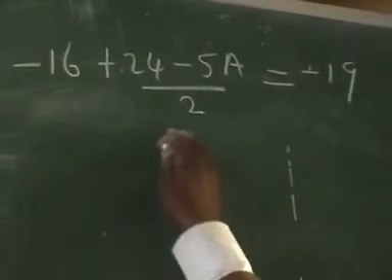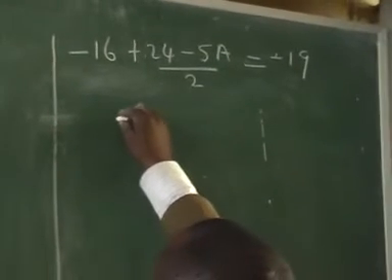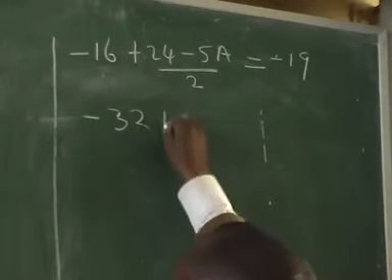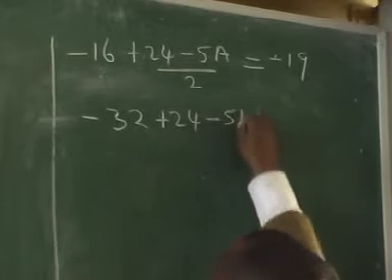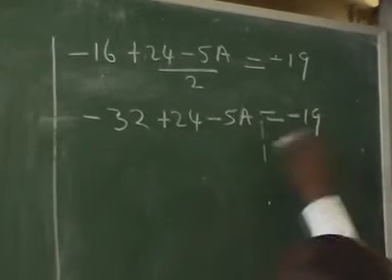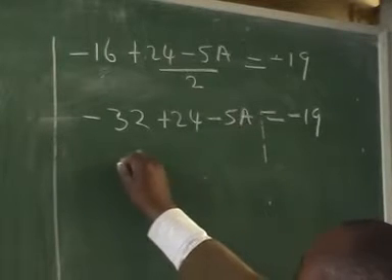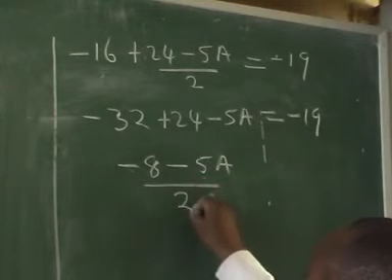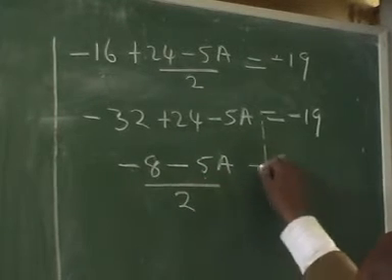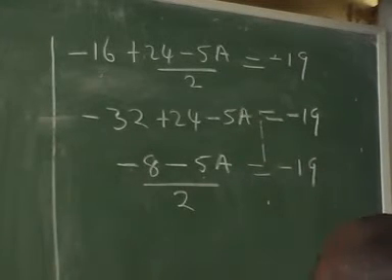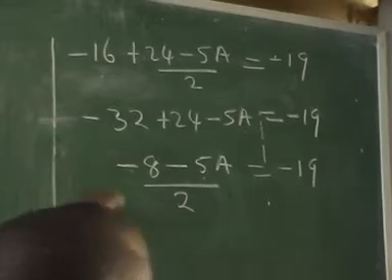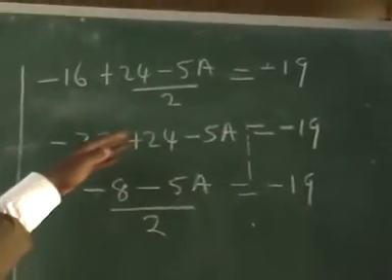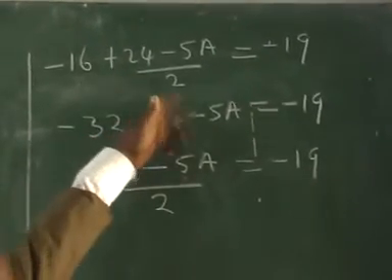Here we have minus 32, because this is over 1. Minus 32 plus 24 minus 5a is equal to minus 19. Now, minus 32 plus 24 will give us minus 8 minus 5a all over 2, which is equal to minus 19. Because the LCM of this and this is 2, if you multiply it, you have minus 32. So going this way, you have 1 times 24, and 1 times 5a.